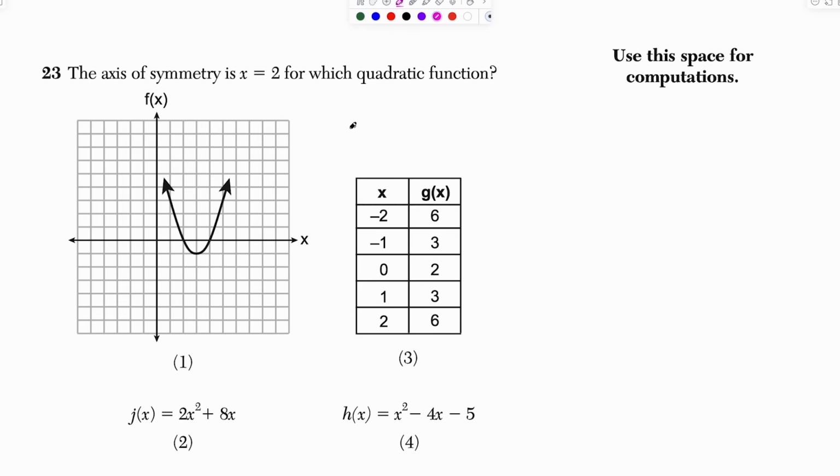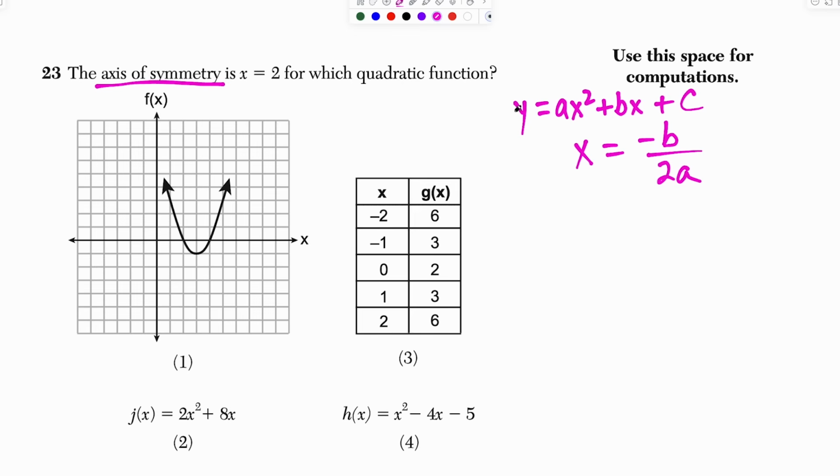Question 23, the axis of symmetry is x equals 2 for which quadratic function? And we have these 4 options to choose from. So for this, we could also refer back to the reference sheet, and one of the equations on the reference sheet is the equation for the axis of symmetry for a parabola. And the equation is x equals negative b over 2a. And just know that this equation works when you have something in the form of y equals ax squared plus bx plus c. So as long as you have a quadratic equation written like this, you could find the axis of symmetry using this formula here.